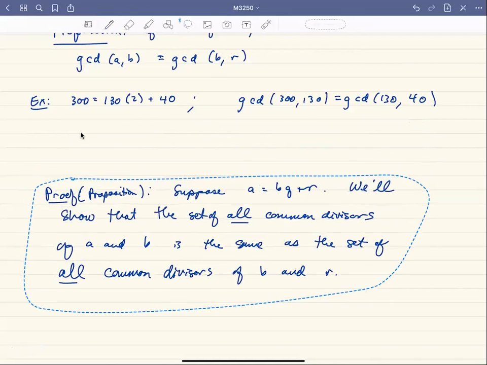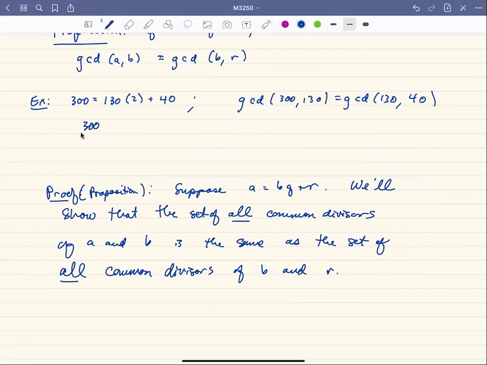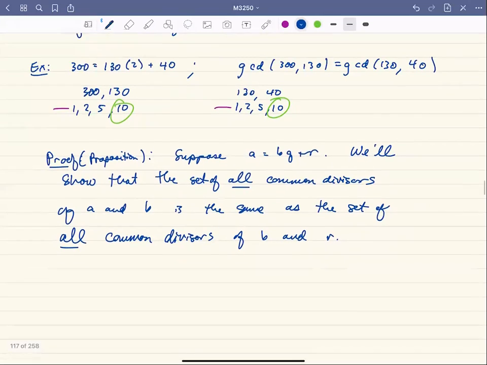If I were to look at, say, 300 and 130, and look at what numbers they have in common that divide them, it's going to be 1, 2, 5, and 10. Those are the common divisors of 300 and 130. Likewise, the common divisors of 130 and 40 are 1, 2, 5, and 10. So the sets of common divisors are the same for both pairs. In particular, the greatest common divisors are equal. That's really what we're saying, and that's how this is going to work.